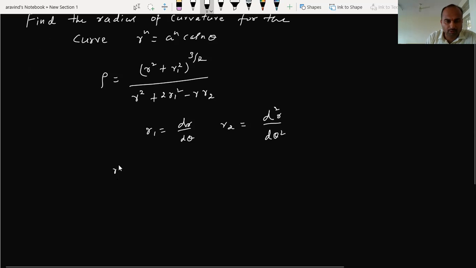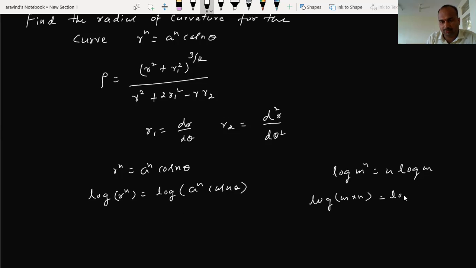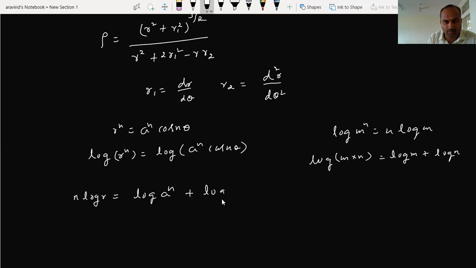Now I will take the curve r to the power of n equals a to the power of n into cos n theta. Take logarithm on both sides. Log r power n equals log a to the power of n into cos n theta. Log m to the power of n can be written as n log m. On the right hand side it is of the form log of m into n, which can be written as log m plus log n. So by using the laws of logarithm, I'll write this as n log r equals log a to the power of n plus log cos n theta.